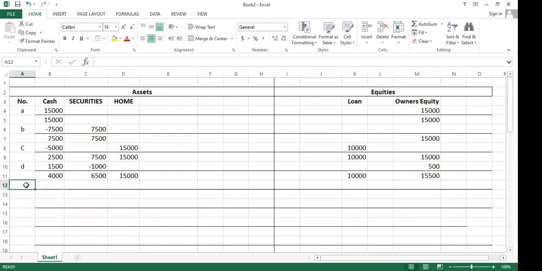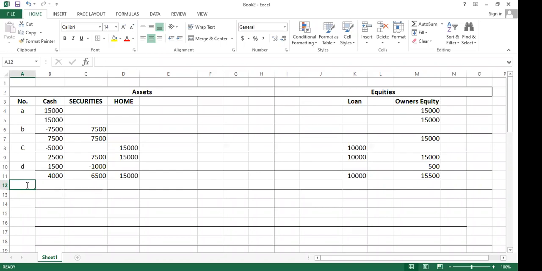Okay, that is clear. This was a calculation error. After the D, balance is cash 4,000, securities 6,500, home is 15,000, loan 10,000, and owner's equity is 15,500.